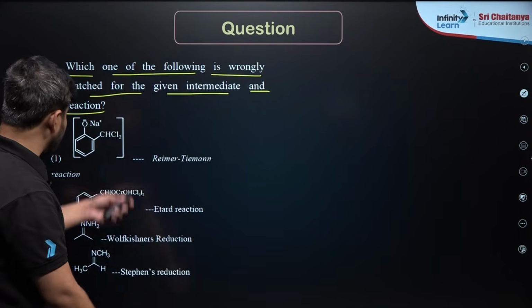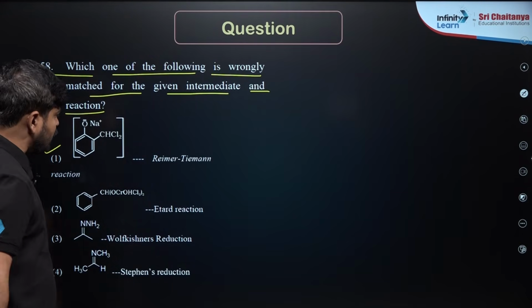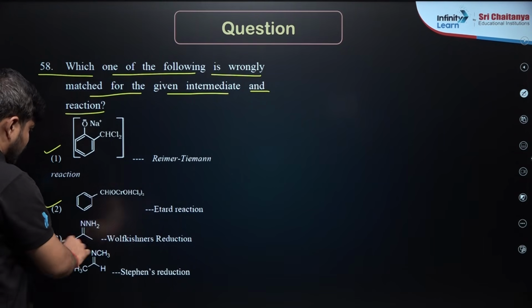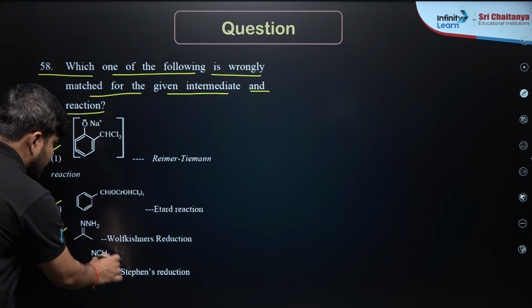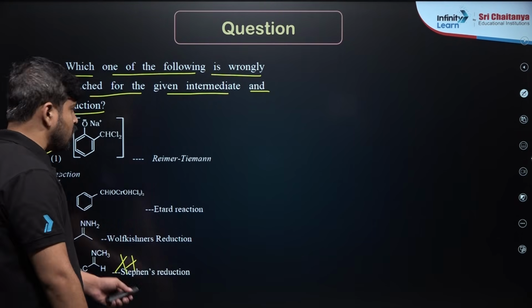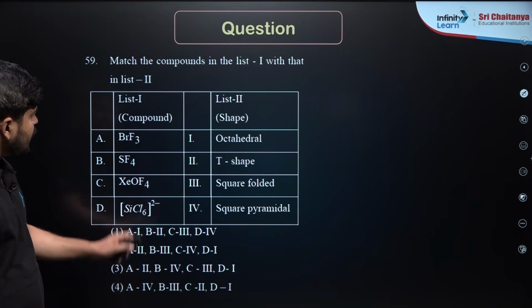So we just have to see the intermediate which is going to form. Yes, this intermediate is going to form in the Reimer-Tiemann reaction, and this one is also going to form in the Etard reaction, yes, this is Wolff-Kishner reduction also, it is okay. In Stephen reduction it is not going to form. Please remember this one. So option fourth is the correct answer of this question. Now I am coming to the next question.